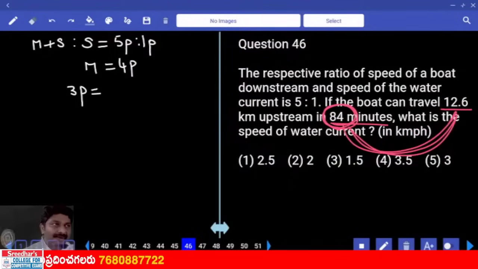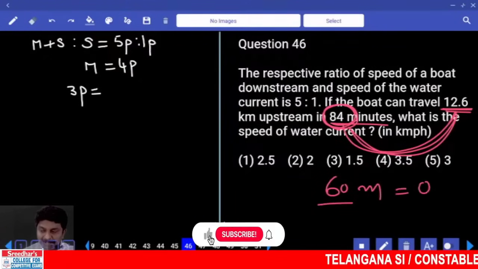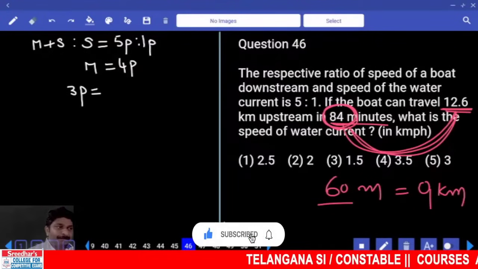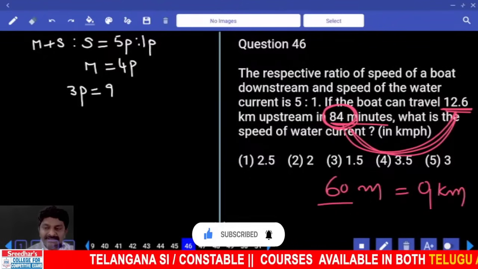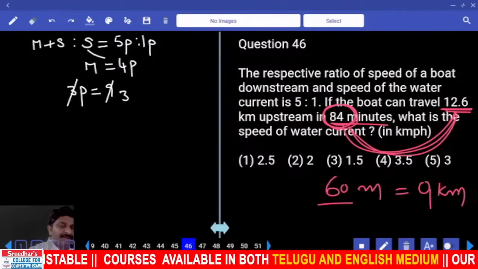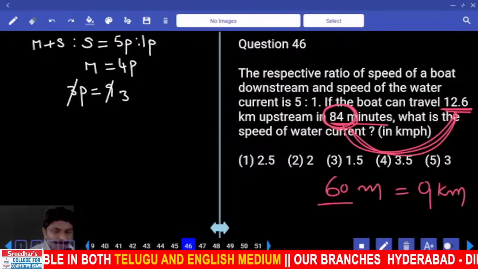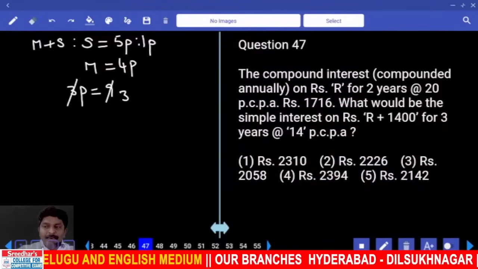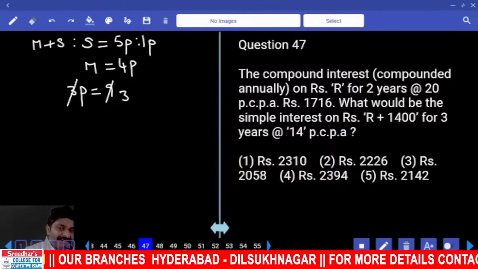84 plus 42, 126. But here we have 12.6. We will convert it to 60 minutes, right? Half of 60, 30, that will be equal to 9 kilometers, right? So 3 parts is equal to 9 kilometers per hour. What is the speed of the water current? That means 3 parts is equal to 9, so stream speed, which is equal to 1 part, is 3. That's the question. Understand?